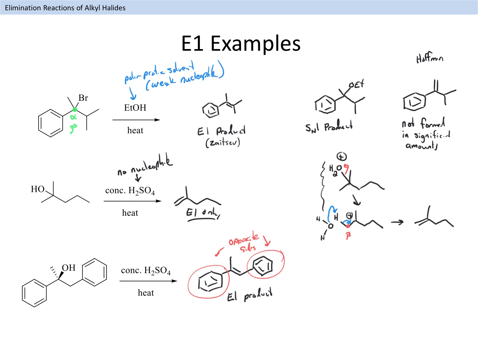The key step in all E1 reactions is the formation of a stable carbocation intermediate, which then undergoes elimination to form the final alkene product. These factors combined make the E1 mechanism more favorable than the E2 or SN2 mechanisms in these examples. The E2 mechanism typically requires a strong base and a less hindered substrate, while the SN2 mechanism is hindered by steric effects and does not proceed well with tertiary carbons.